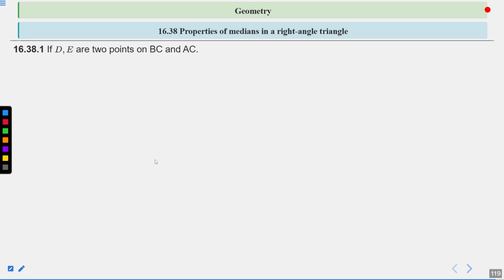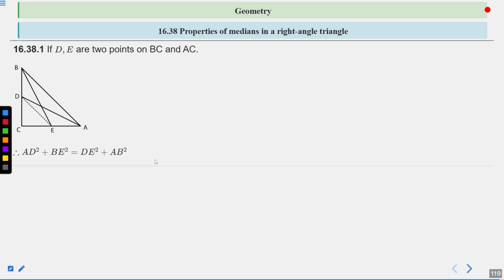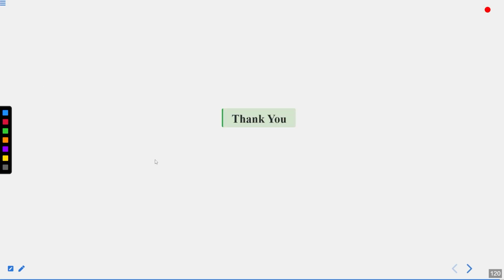Property of the median in a right angle triangle. So we can say that if D and E are two points on BC and AC, according to this diagram, we can say that AD square plus BE square equals DE square plus AB square. Next one. Thank you.